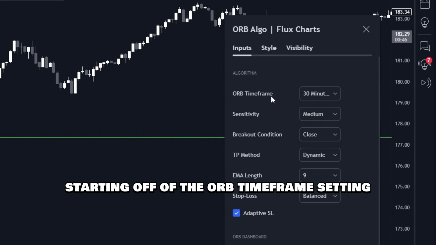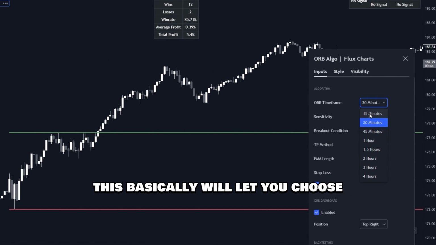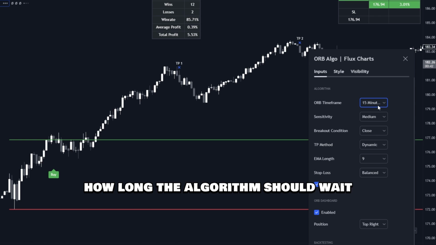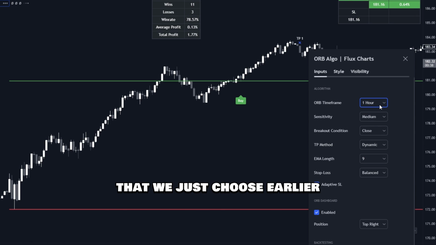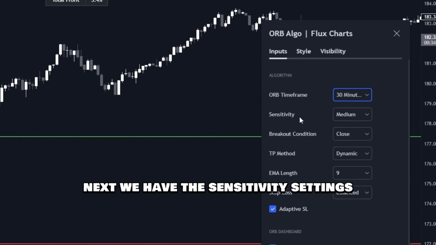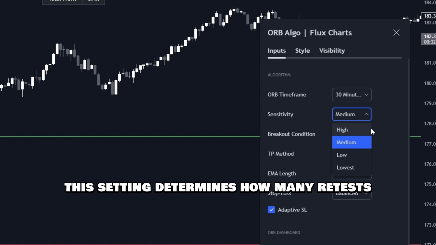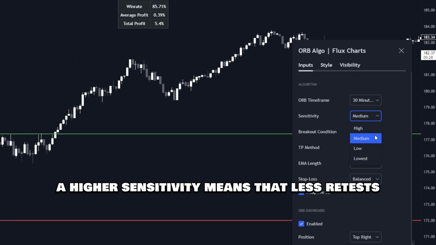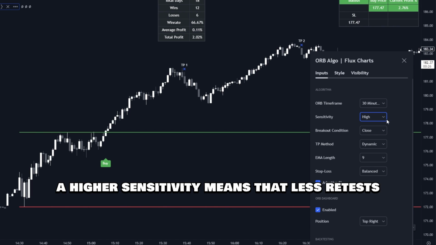Starting off with the ORB timeframe setting, this basically will let you choose how long the algorithm should wait at the start of the session before plotting the highs and lows that we discussed earlier. By default, it's set to 30 minutes. Next, we have the sensitivity settings. This setting determines how many retests are needed to take an entry in the market. A higher sensitivity means that fewer retests are needed to consider a breakout as valid.